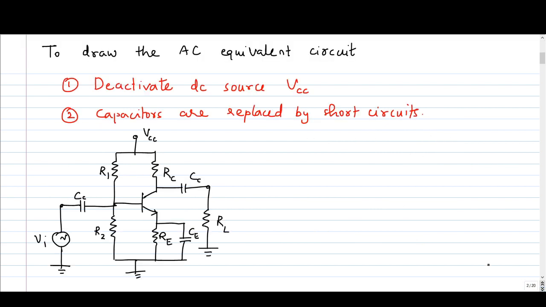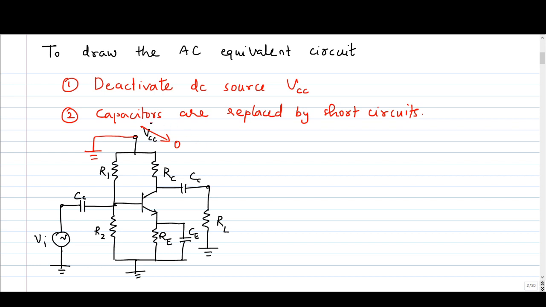Now first we will see how to draw the AC equivalent circuit of this common emitter amplifier, then we will go to the AC analysis. To draw the AC equivalent circuit, you have to do two steps. In the first step, you have to deactivate all the DC sources in the network. There is only one DC source in the network, VCC. So to do the AC analysis, deactivate this DC source. Deactivating a DC source means you set it to 0, or simply ground it. So VCC becomes 0. That is the first step.